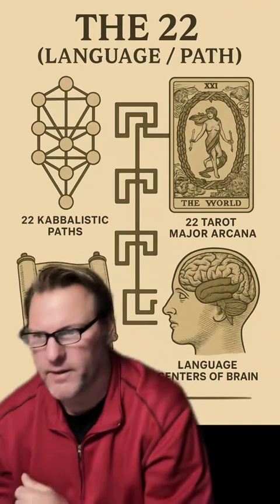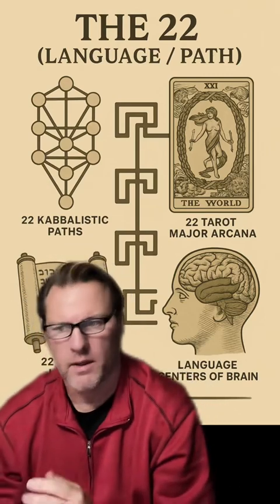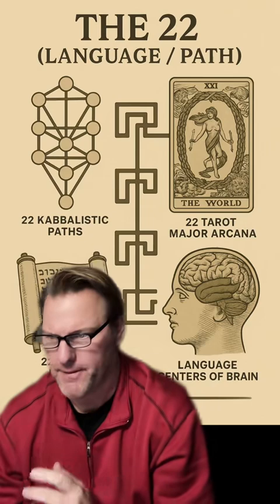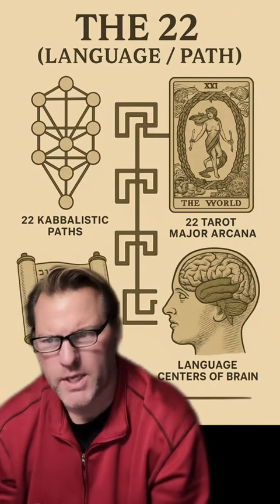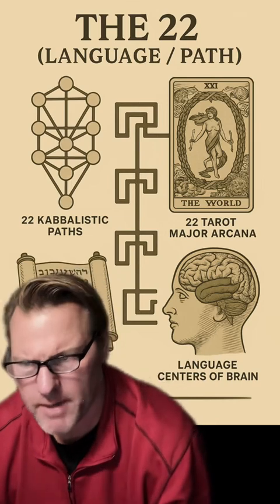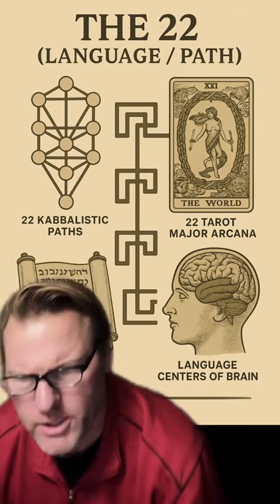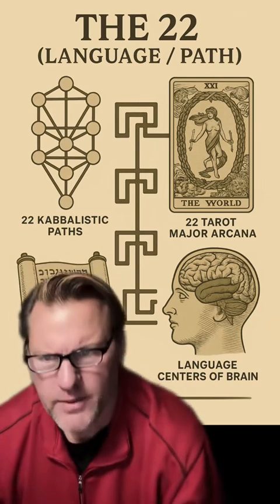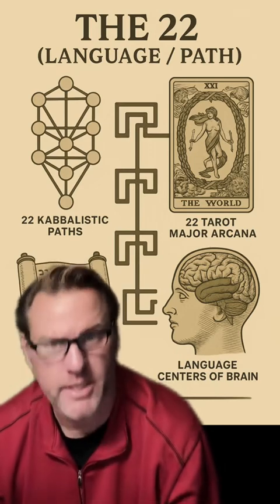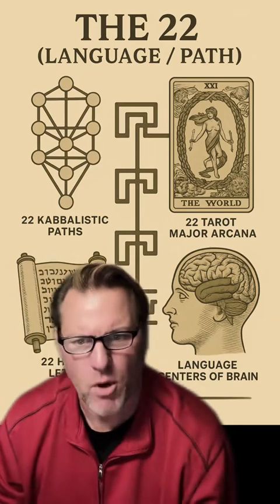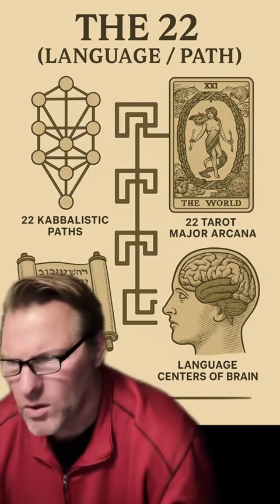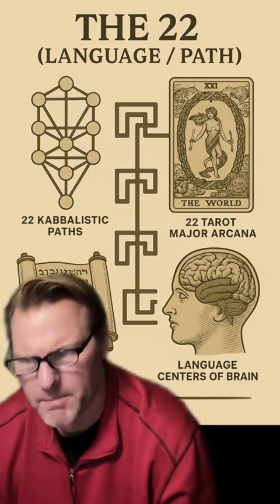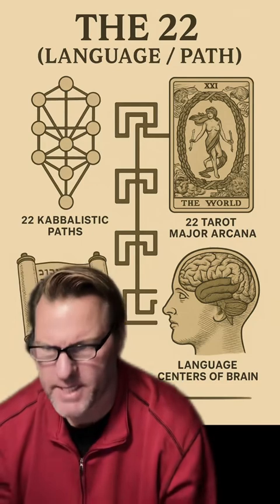Lens 6, the 22, the language path. Here we move into language itself. 22 Hebrew letters, 22 tarot major arcana, 22 Kabbalistic paths. This is where sound crystallizes into word, where vibration becomes thought and thought becomes map. Why does 22 matter? Because it encodes how we perceive.